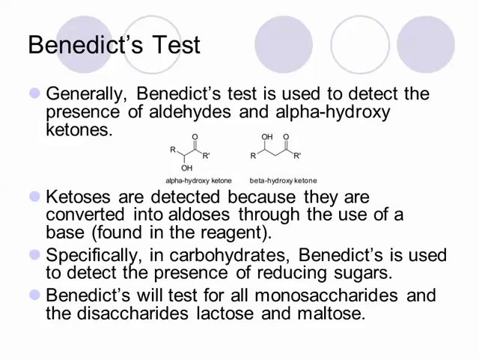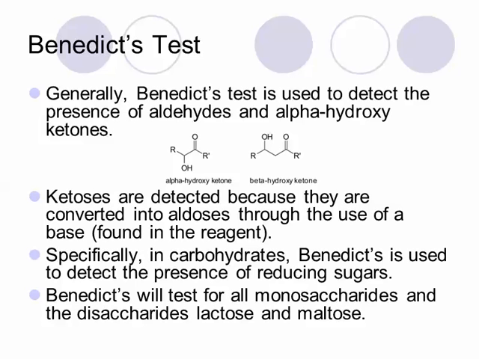Benedict's. Let's take a look at Benedict's. Benedict's is basically used to detect the presence of aldehydes. Ketoses are detected because they are converted into aldoses using a base, right? We've talked about that reaction. That's why that reaction was important. If I put a ketose in solution, that ketose can give me epimers, right? Or that ketose could turn around and give me an aldose as well. And this was our very first reaction that we talked about in this lecture series.